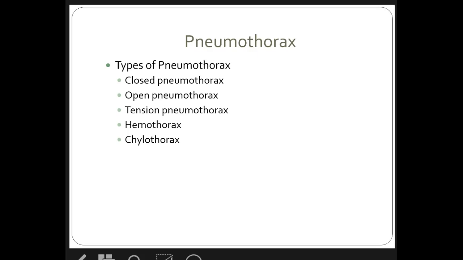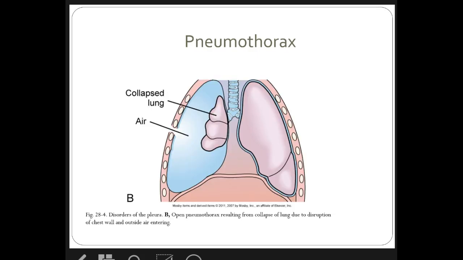Hemothorax is an accumulation of blood in the pleural space. This changes the pressure and will cause a collapse of one or part of the lungs. A chylothorax is the presence of lymphatic fluid in the pleural space. The patient may require pleurodesis if it is from possible malignancy.